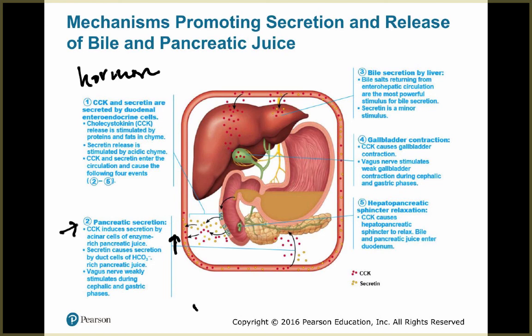First, it causes pancreatic secretion, right? And so you can see this is going into the pancreas. And so the CCK is going to induce secretion by the acinar cells of the enzymatic pancreatic juices. And the secretin causes secretion by duct cells of the bicarbonate-rich pancreatic juices. And so the vagus nerve is weakly stimulated during the cephalic and gastric phase to cause change here too.